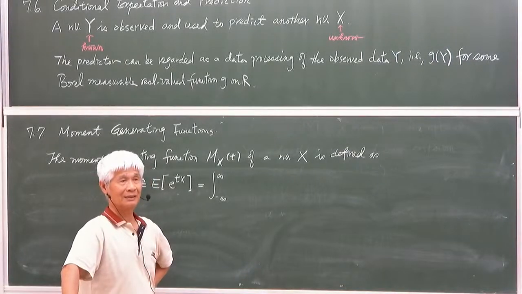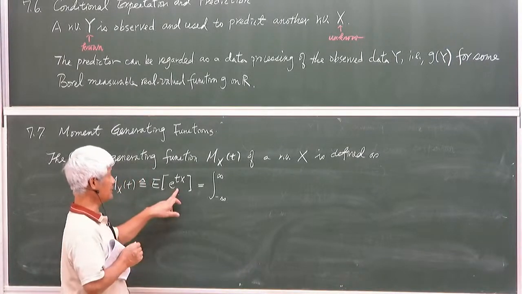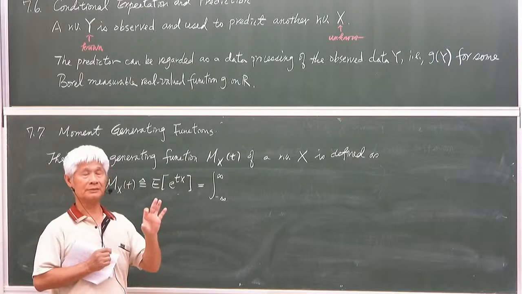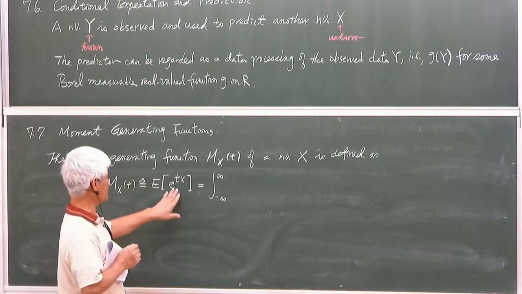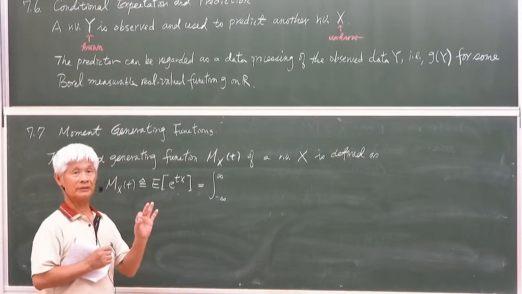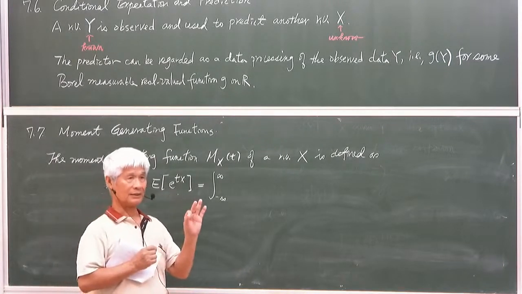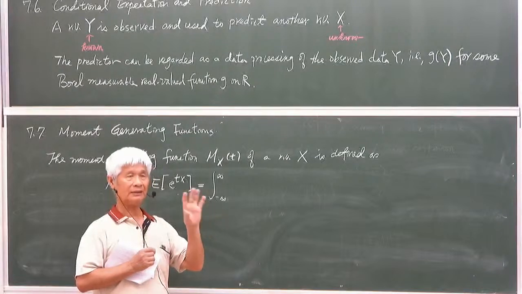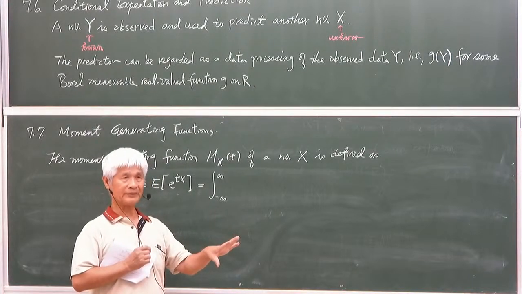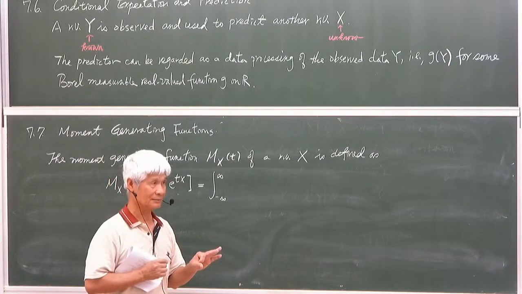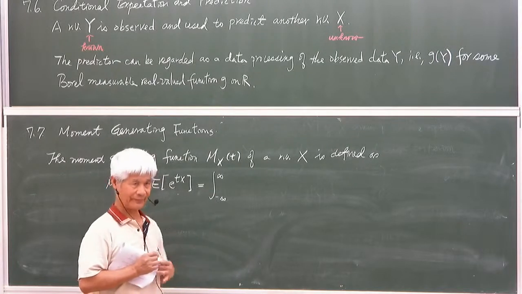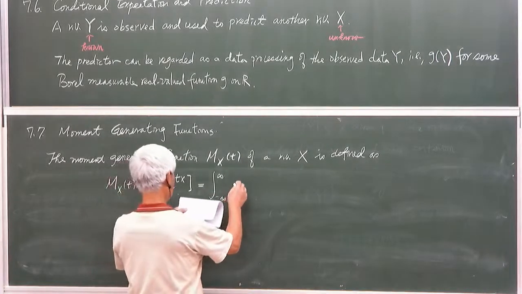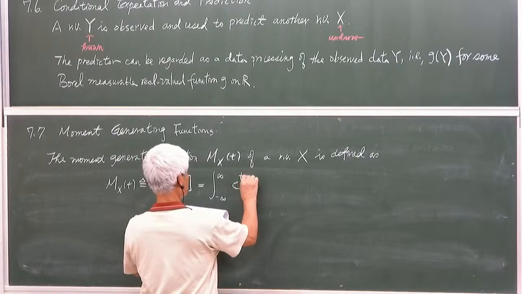Why? Because the exponential function of x is always positive valued. So this is a non-negative valued random variable. As I defined in chapter 5, any non-negative random variable has an expectation, maybe infinite, but the expectation always exists.